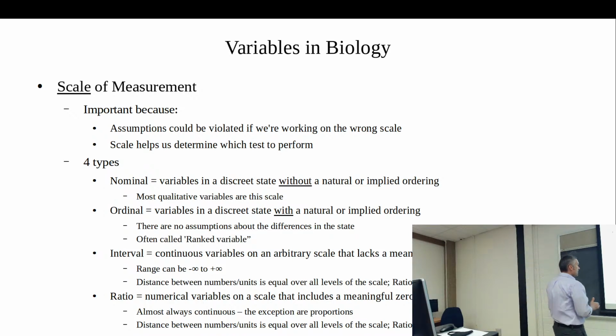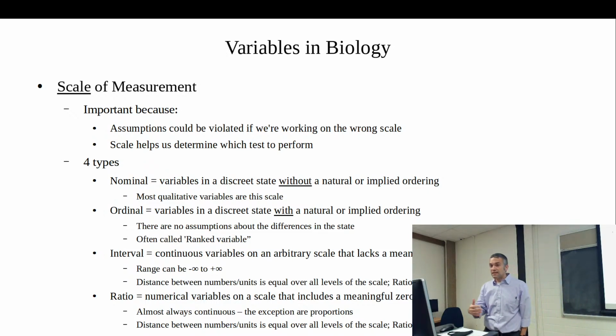Interval scales are all of those continuous variables that are on an arbitrary scale that lack a meaningful 0 point. Our range in this case can be negative infinity to positive infinity. What this means when we don't have that true 0 is that the difference between the numbers and units is equal over all levels. Going from 5 to 10 still represents 5 units. Going from 10 to 15 represents 5 units. However, the ratios don't really make sense.